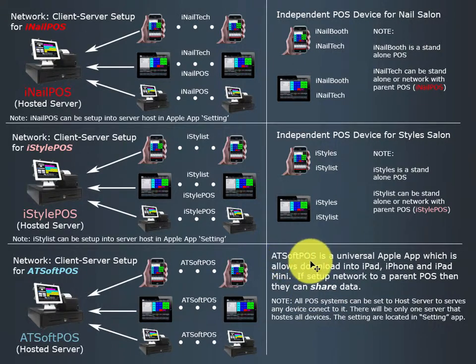Next is ATSoft POS. It's designed as a universal Apple app, which allows you to download onto iPad, iPhone, or iPad mini. And note, every POS system can be set up as a host server to serve any device that connects to it. There will be only one server that hosts for all devices. Now let's show you how to set up the host server and the client station on the Apple app.